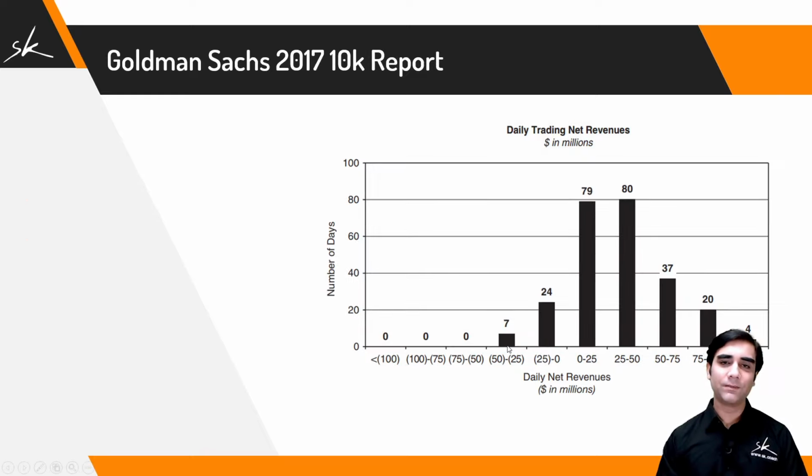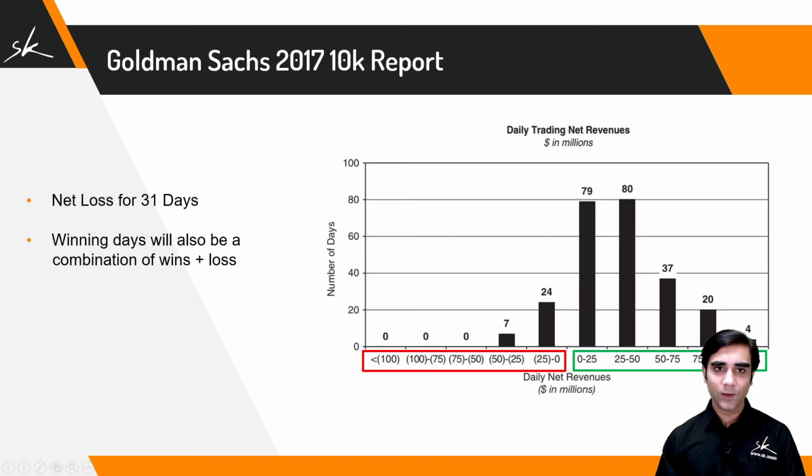Again, we are maximum having a loss which was between 25 and $50 million. But if you look at the winner side, you even have winners which are more than $100 million, right? 4 such days when they made more than $100 million. Look at 2018.